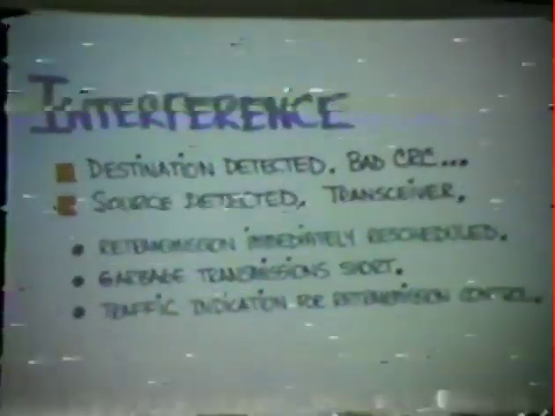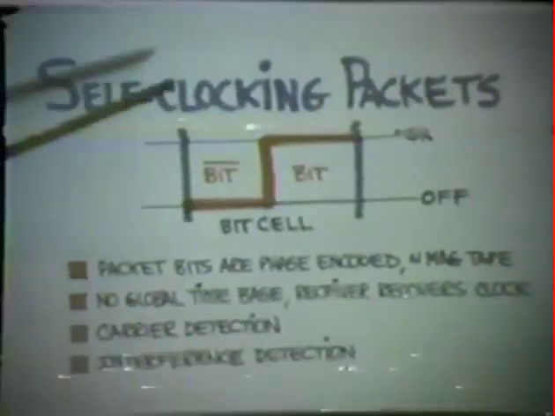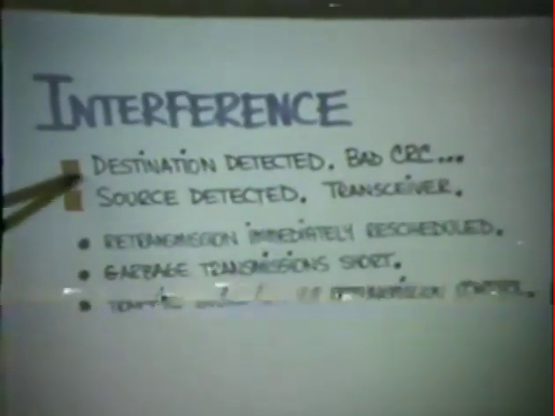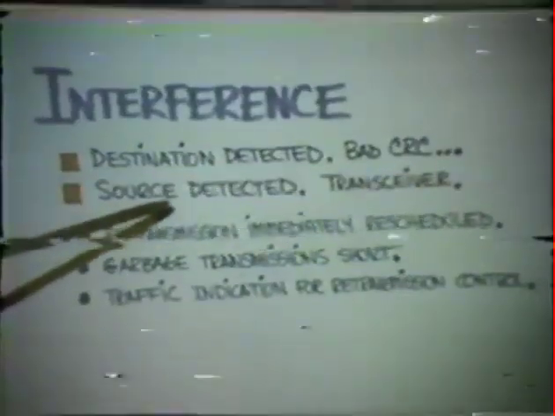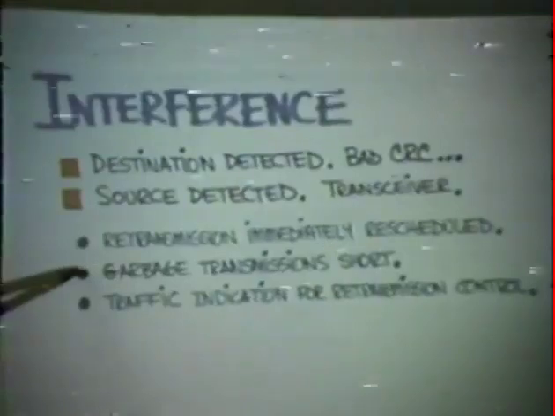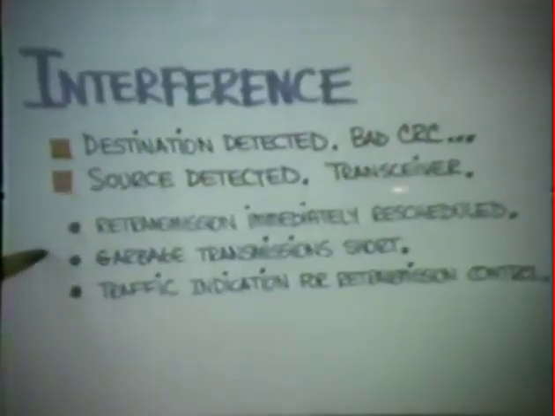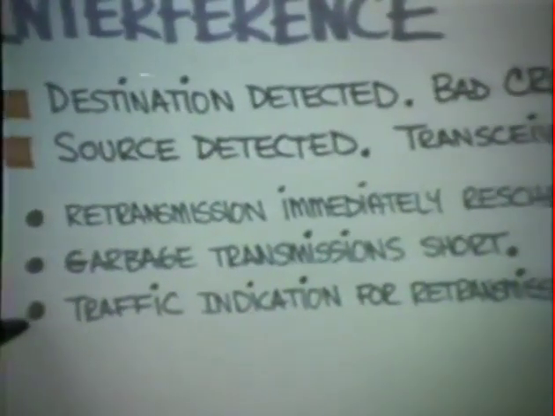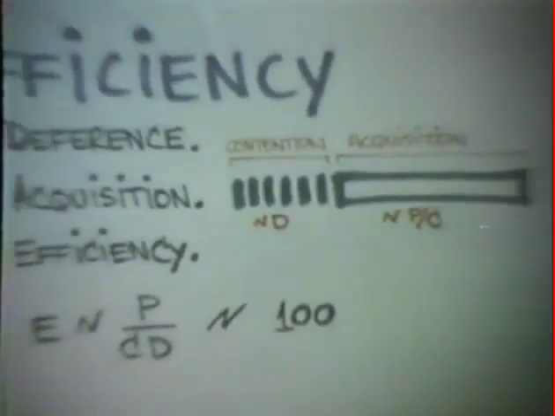As we reach the end of this tape, let me speed up a little and point you to the subsequent tape, which will go into some of these areas in more detail. I've just finished showing you how we use these self-clocking packets to allow interference detection. We detect these interferences at the source of a packet, so that, for example, we can immediately reschedule retransmissions so that we can keep garbage transmissions short by aborting them almost immediately. And we can also use them as a traffic indication. And I'll be elaborating on this point in the Ethernet Part 2.